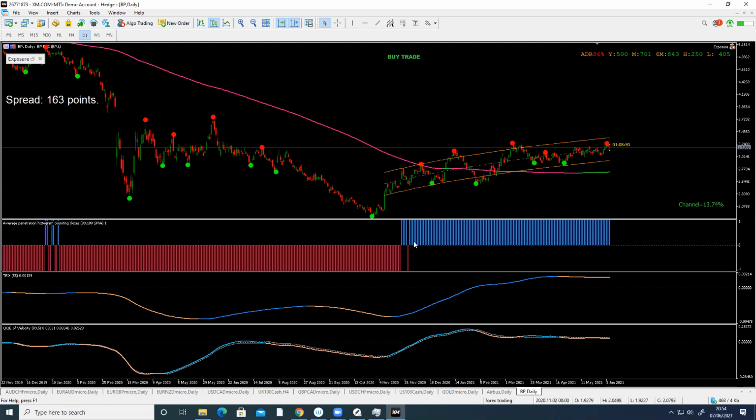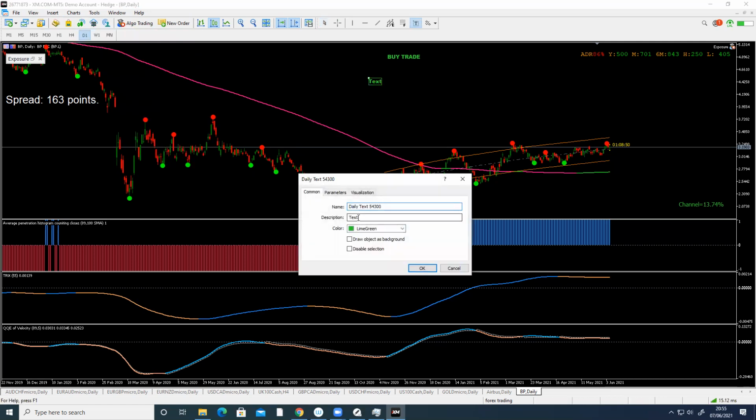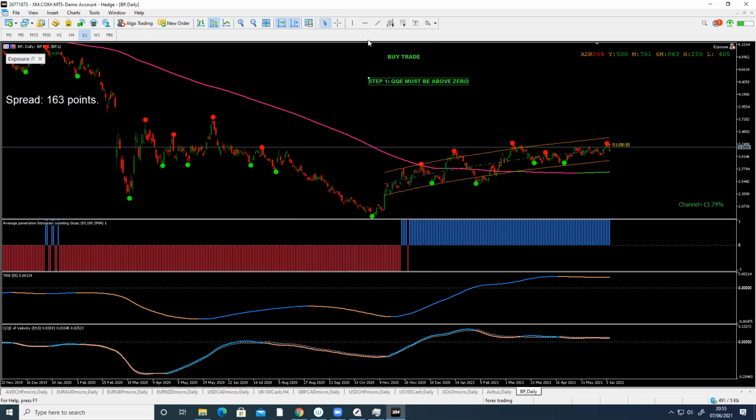Now, the first thing we'll do, we'll look to see that the blue is above the 0. So we're looking for the blue above the 0. We're going to look from step 1 to step 2. Step 1 is when we're looking at the chart. So step 1, you need to see the QE must be above 0. When we say 0, we're talking about this line here. When we say above 0, we're talking about this line here.